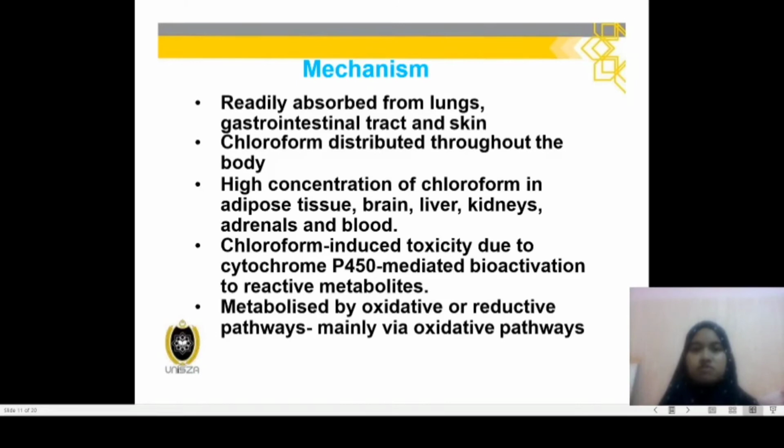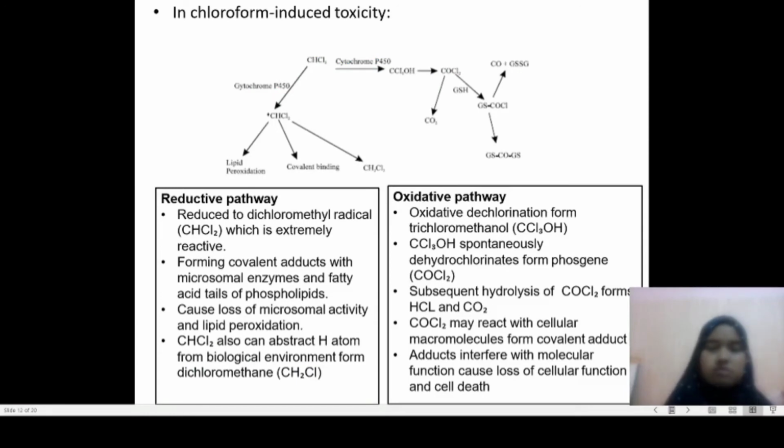High concentration of the chloroform can be found in the adipose tissue, brain, liver, kidneys, adrenals, and blood. And the chloroform-induced toxicity occurs due to the cytochrome P450 mediated bioactivation to reactive metabolites. Chloroform will be metabolized through two pathways, which are oxidative or reductive, and mainly via the oxidative pathway. Okay, this is the pathway.